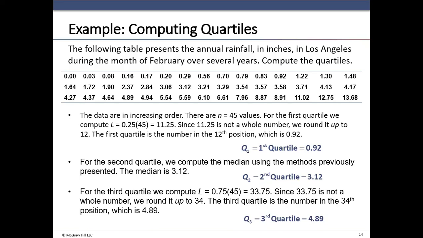So 1, 2, 3, 4, 5, 6, 7, 8, 9, 10, 11, 12, 13, 14, 15. So 30 data points up until the second row. Now we are in the third row.